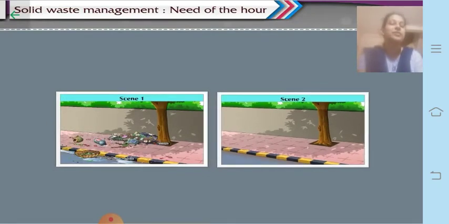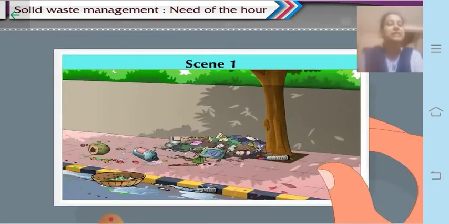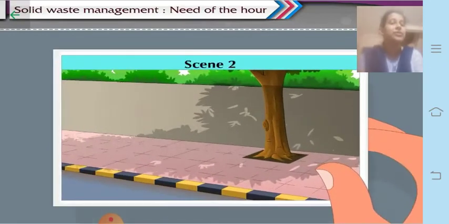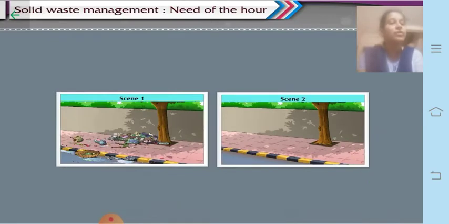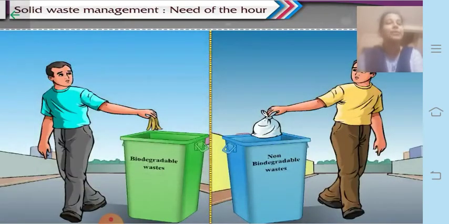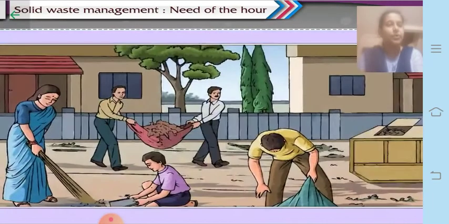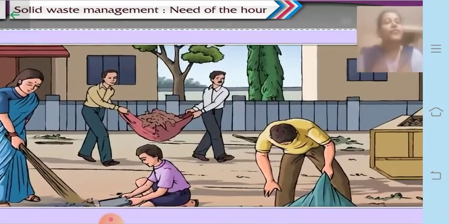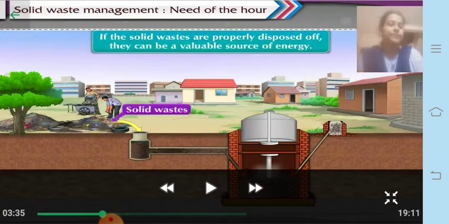If you see in the first scene, the street is littered with solid waste and it looks so dirty and untidy, whereas in scene 2 you see a street which is clean and tidy. And of course we want scene 2, because it's the ideal view that we wish to see on every street of India, right? And this can happen only if every person does his job vigilantly, and every citizen tries to dispose of the garbage properly.